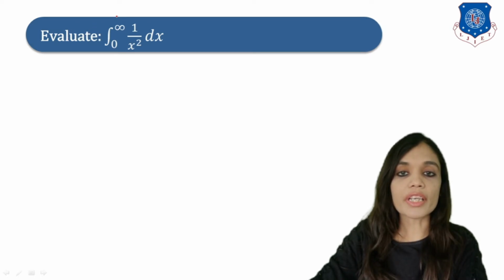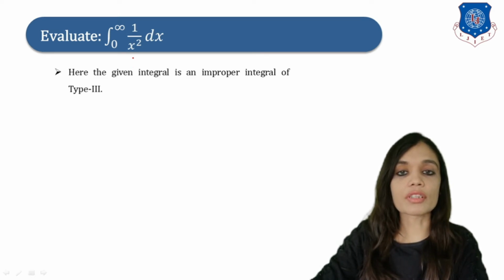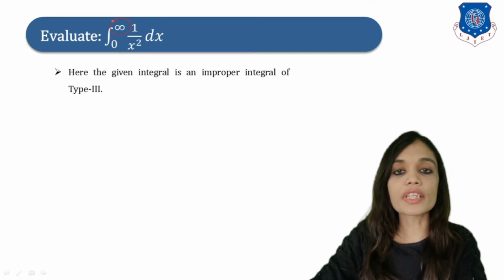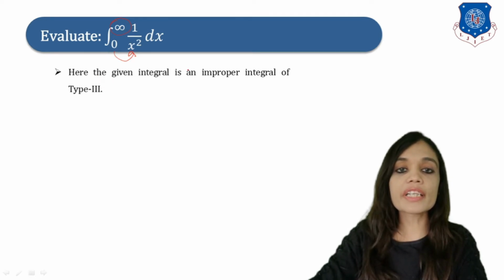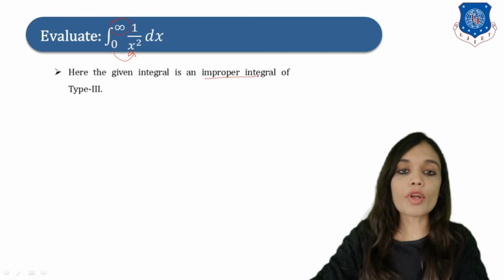We have to evaluate the integration from 0 to infinity of 1 upon x square dx. So let us start with the solution. So here you can see we have infinity in the upper limit, and also the function is undefined at x is equal to 0. So here the given integral is an improper integral of type 3.